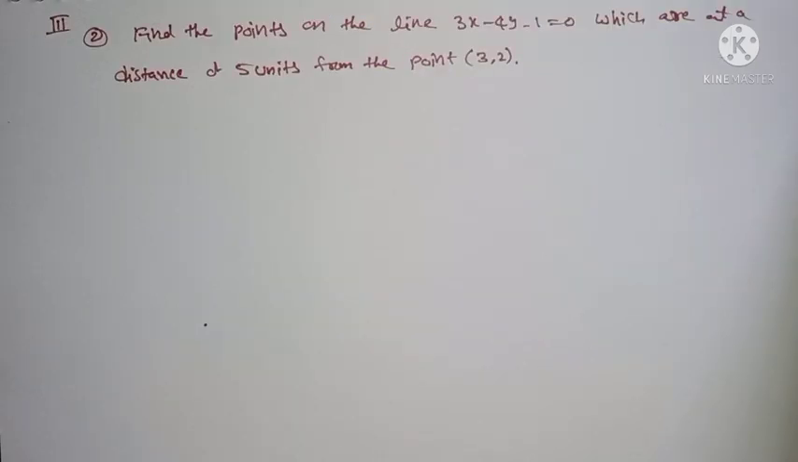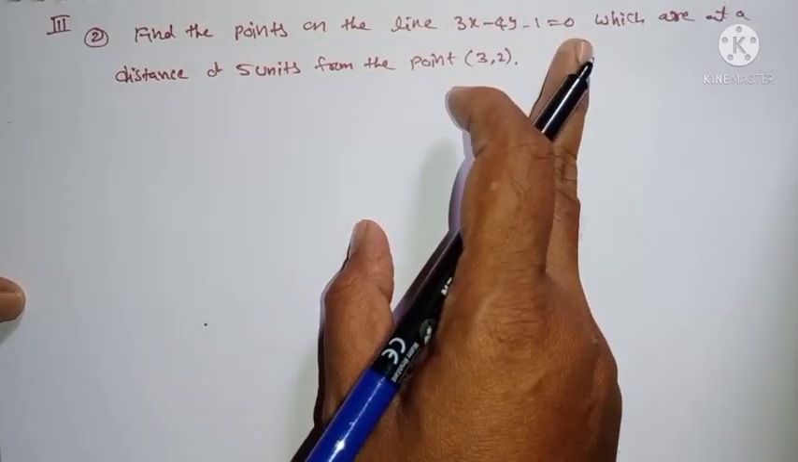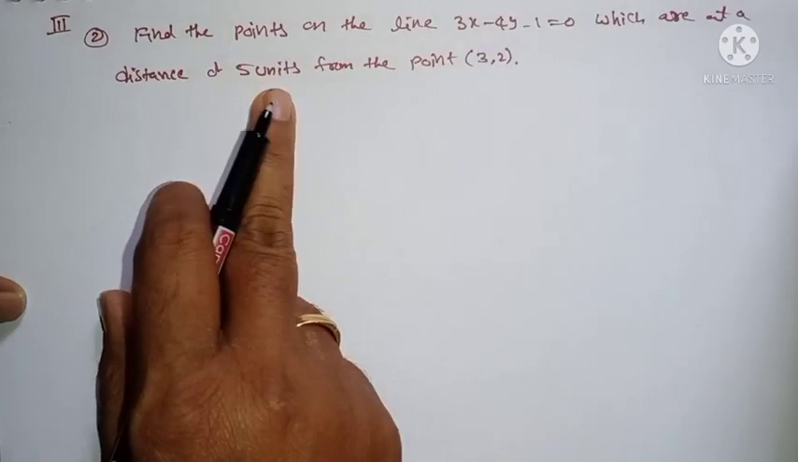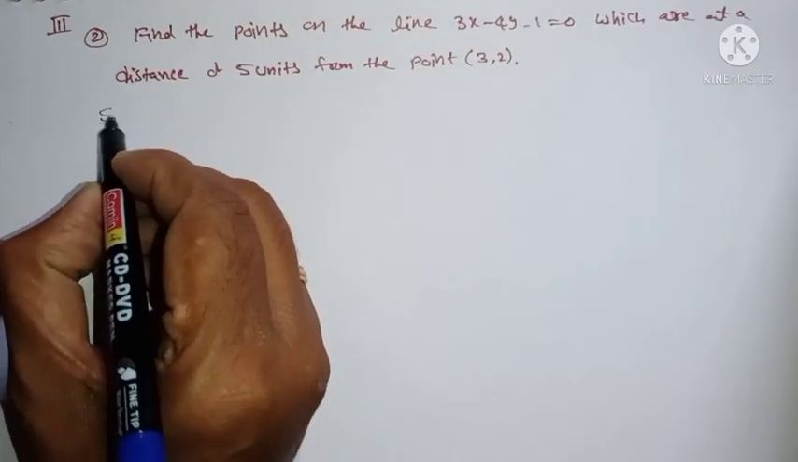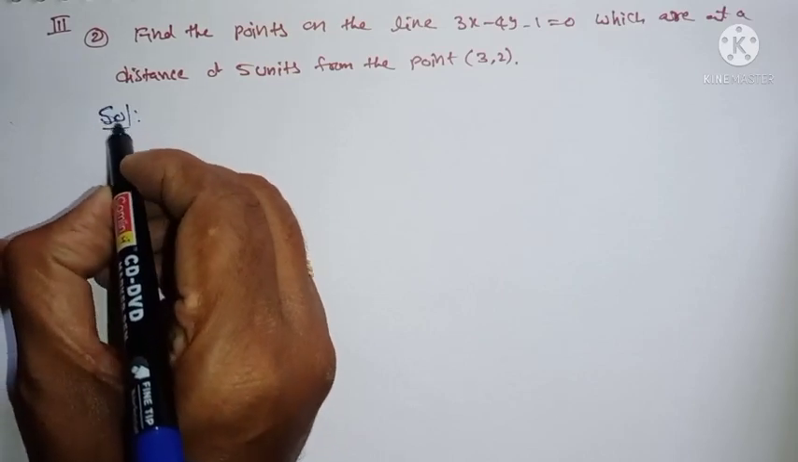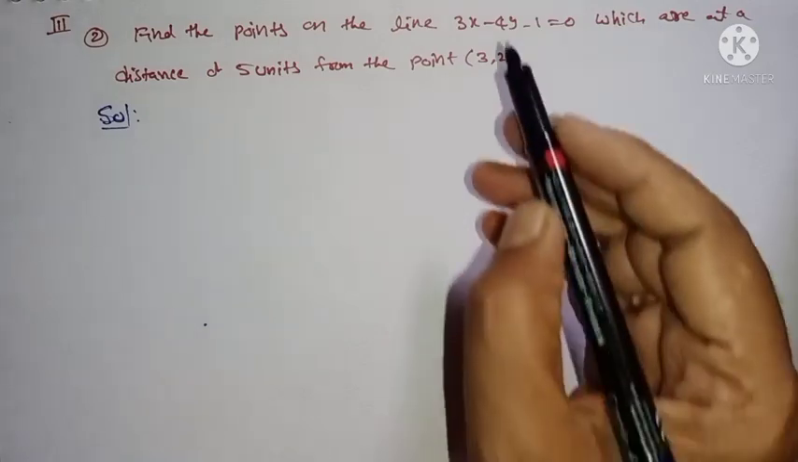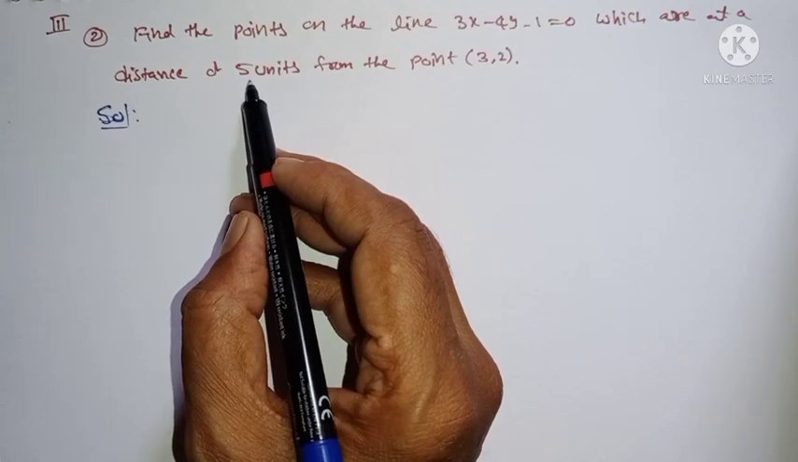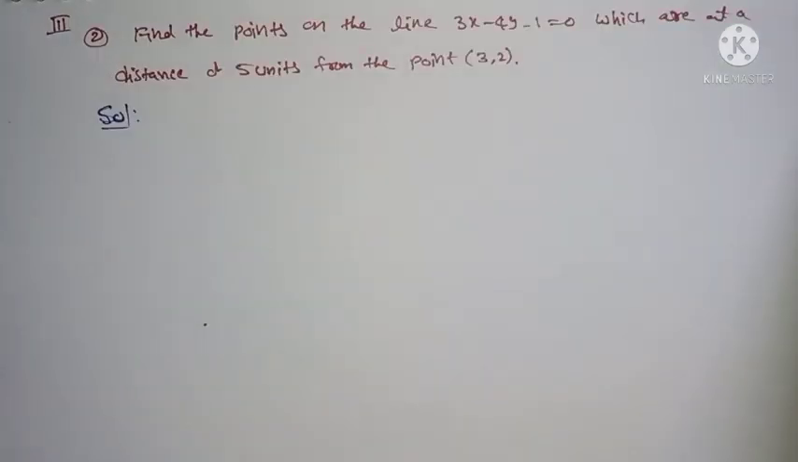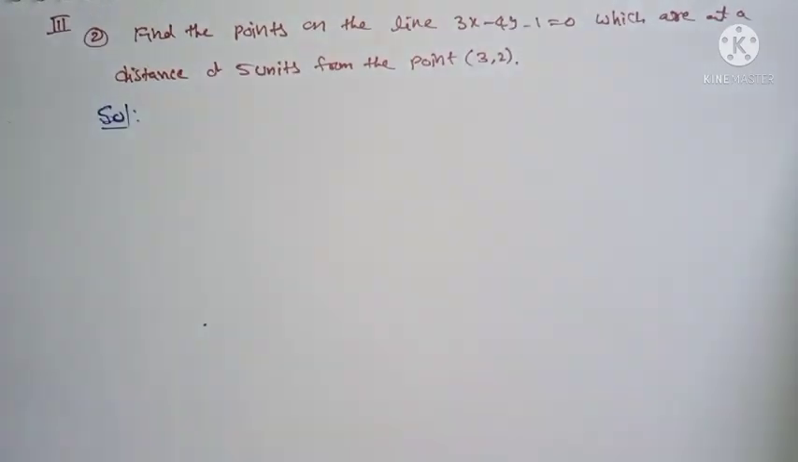Okay. Next, third Roman, second problem. Find the points on the line 3x - 4y - 1 = 0, which are at a distance of 5 units from the point (3, 2). This method is completed in the solved problem, and I am repeating it once again. The given equation is 3x - 4y - 1 = 0. 5 units means the distance r is given; you can take r equal to plus or minus 5. And the point (x1, y1) is (3, 2).